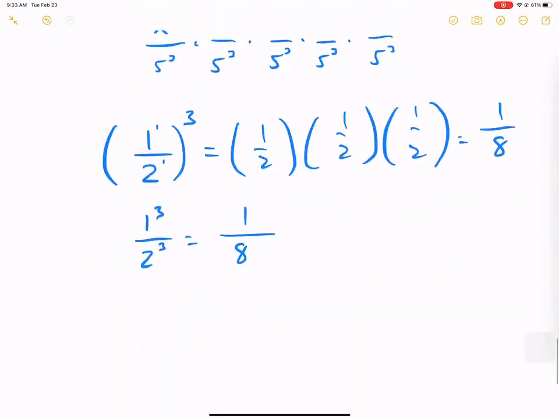Now, if you don't see a number in the exponent, it's an invisible 1. Oh, sorry, this is a 2. There's always an invisible 1 next to an exponent, next to a value, because I have one of them by default. Now, on your homework, they're going to trick you.